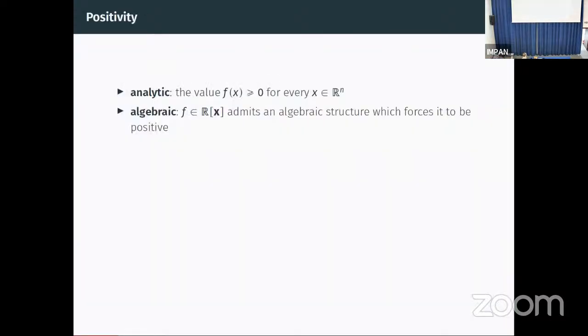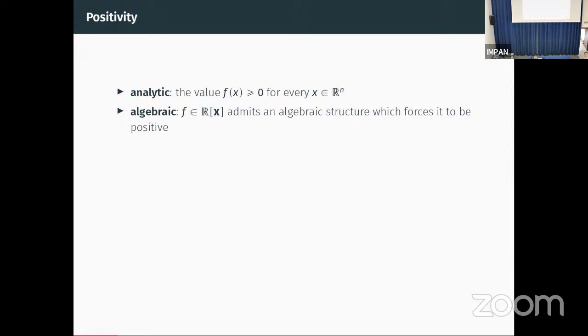Okay, so I'll be talking about two different flavors of positivity or non-negativity. One is the analytic one: I treat my polynomial as a function. And the other one is the algebraic, and I'm doing computational algebra. So here I want to give some structure to my polynomial that will, just by looking at the structure, allow me to say, yes, this polynomial is non-negative.